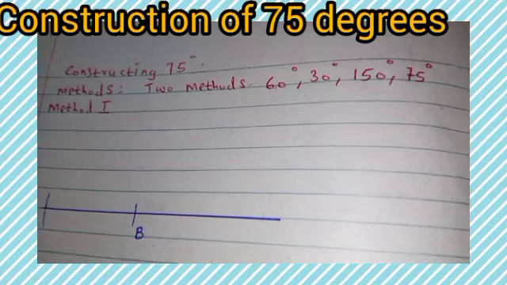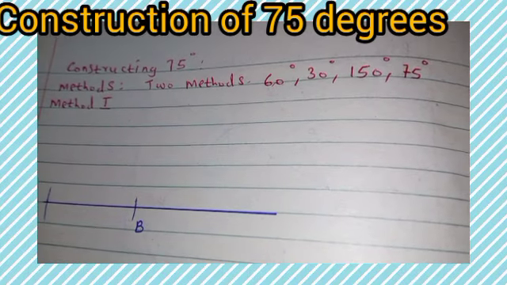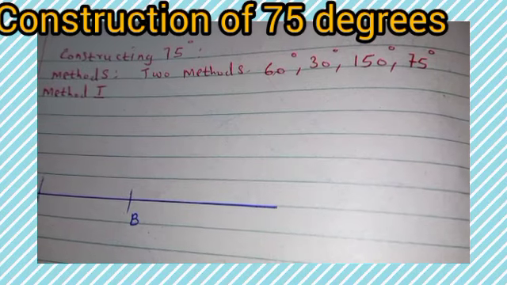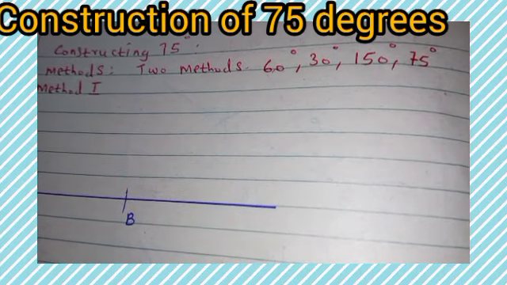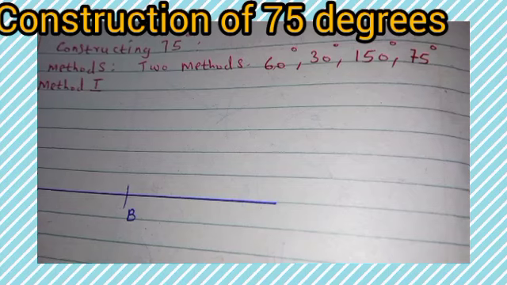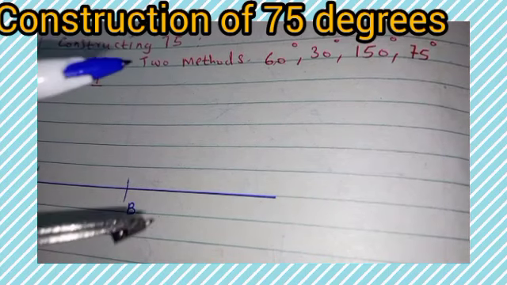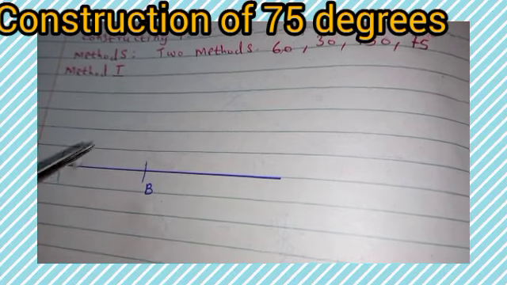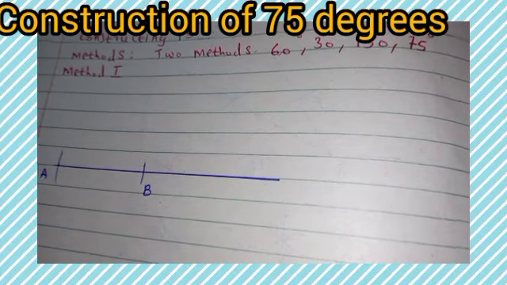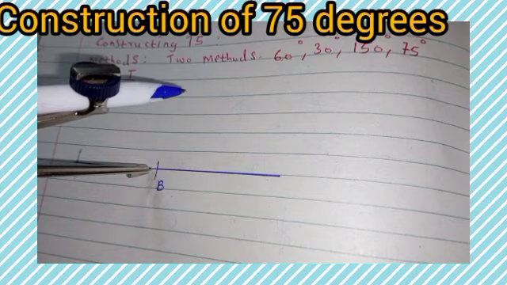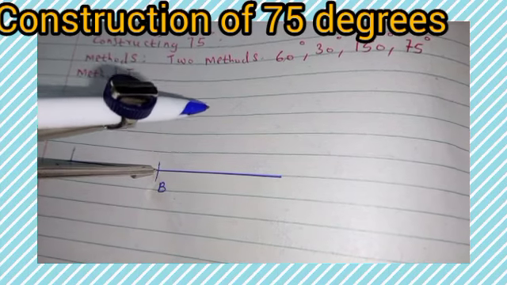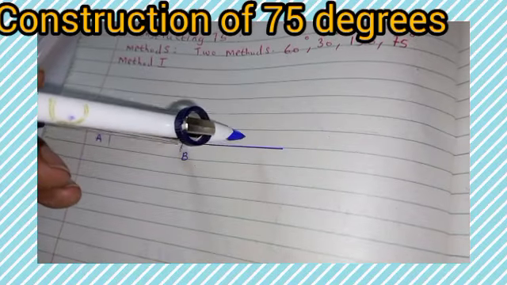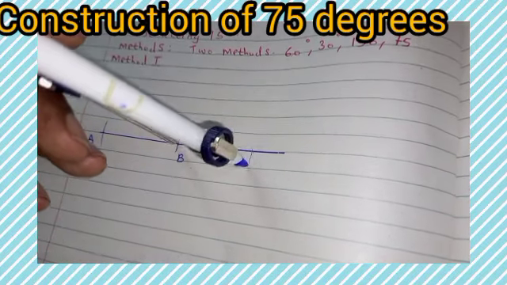So here, there are two methods which we can employ. Method 1: we begin by constructing an angle of 30 degrees on the side where 75 is not required. So we want our angle ABC to be 75 degrees. So we are going to construct an angle of 30 degrees on this side. To do that, first of all, we construct an angle of 60 degrees.